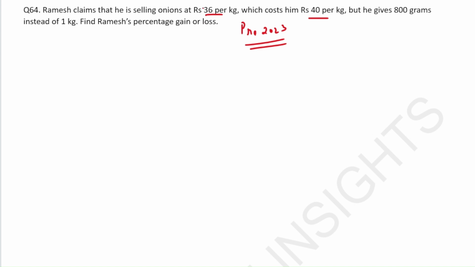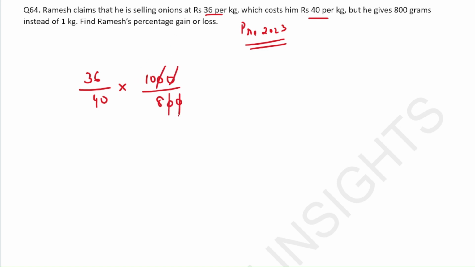Ramesh is claiming that he is selling onions at rupees 36 per kg, which cost him rupees 40 per kg. That means Ramesh is claiming that he is getting a loss, right? So that means this will be 36 by 40. Now he gives 800 grams instead of 1 kg. That means he is getting a profit. So instead of 1000, he's using how many grams? 800. So now solve this.